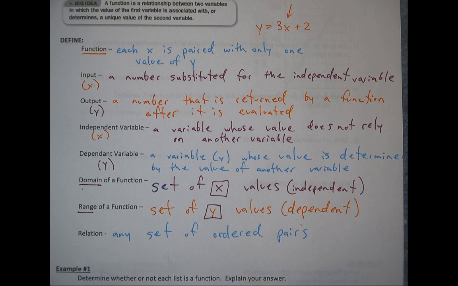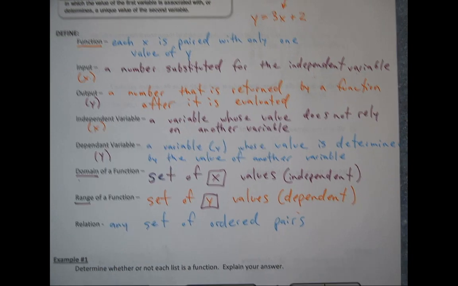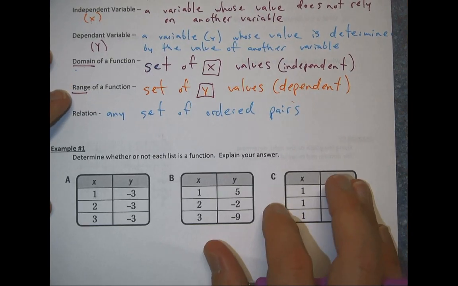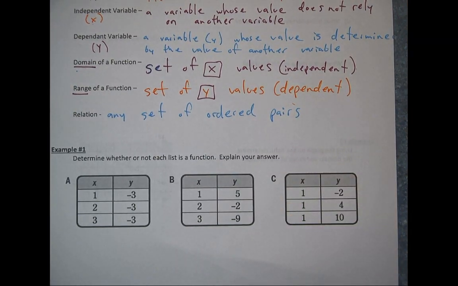Okay, a relation is any set of ordered pairs. Any set of ordered pairs doesn't necessarily have to be specific to a function. All right, example number 1, we're just going to determine are these functions or are they not?